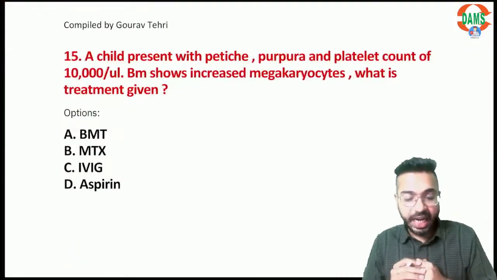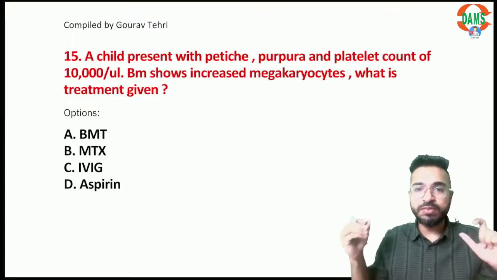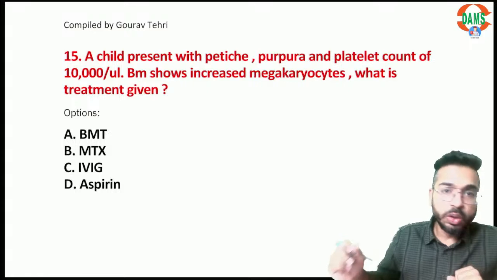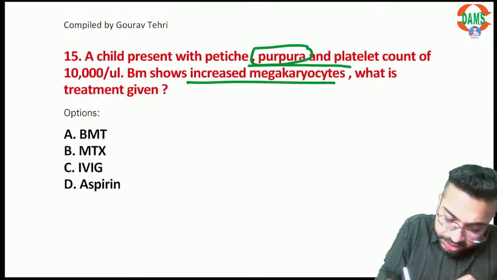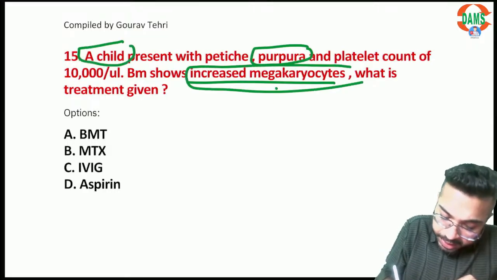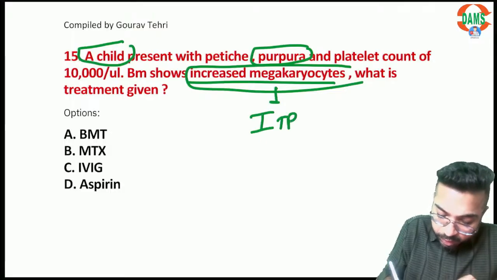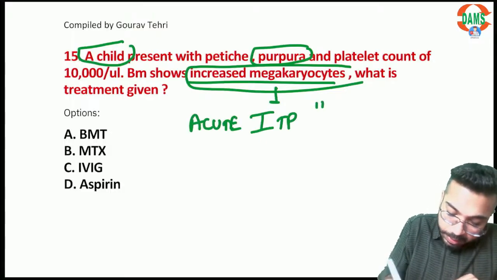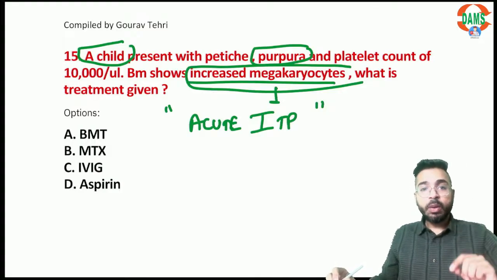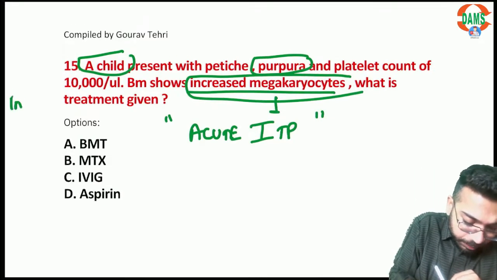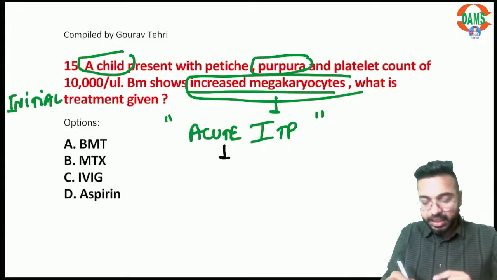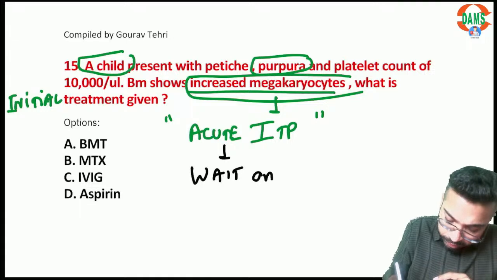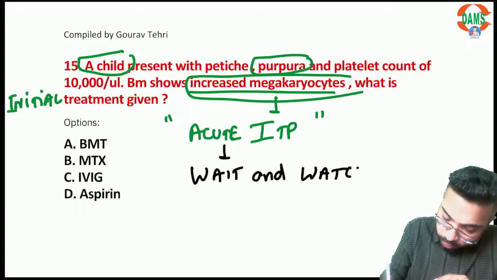Next question. A child presents with petechiae, purpura, a platelet count of 10,000, and bone marrow shows increased megakaryocytes. What is the treatment given? There is purpura in a child with increased megakaryocytes, which goes in favor of acute ITP. When you talk about acute ITP, what is the initial treatment given? If you remember, we studied this. In acute ITP, the best treatment is to wait and watch generally, but this is not in the options, so rule out this option.